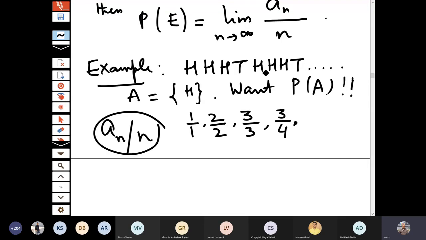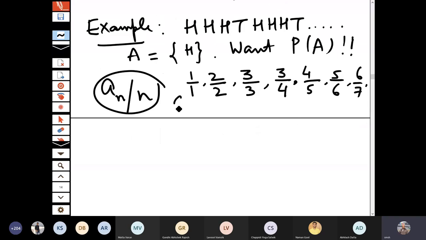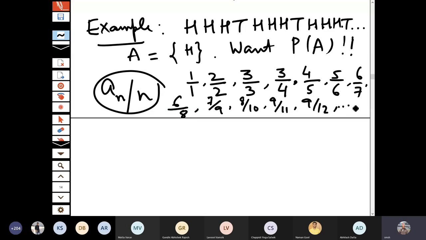Again you get a head, so it becomes 4/5, 5/6, 6/7, and then the next number will be 6/8, and then again it may follow like this. So it will become 7/9, 8/10, 9/11, 9/12, and so on. We want to find out what is the limit of this. Writing down these numbers will not give me the limit, so I want to find out the limit.